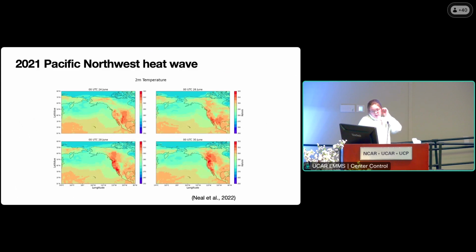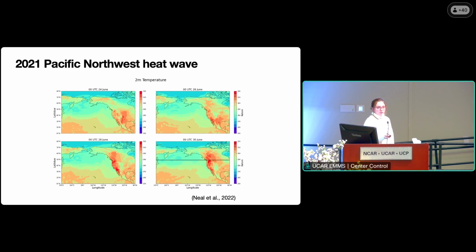So let's start with a specific example. Here I'm showing 2-meter temperature in late June 2021. On the 24th of June, we see 2-meter temperature looks about how we would expect, with maximums in the American Southwest. But by the 28th to 30th June, we have anomalous 2-meter temperature concentrated in the Pacific Northwest, and this is known as the 2021 Pacific Northwest heat wave.